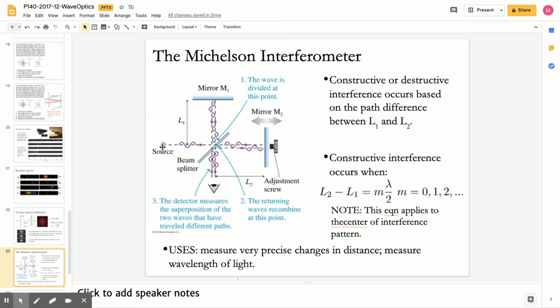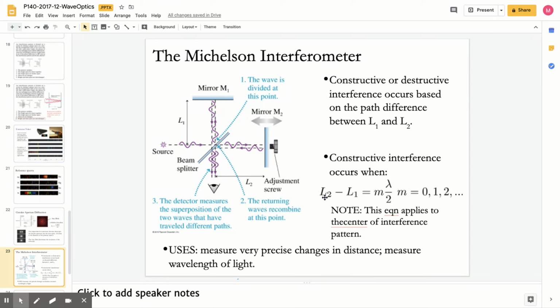For the first mirror, the path is going to be source, reflects off the beam splitter, goes to mirror 1, comes back through the beam splitter to the eye. The second path is going to go through the beam splitter, bounce off mirror 2, come back, reflect off the beam splitter, and go to the eye. What you're doing is determining the phase difference between the paths of these two beams. The constructive or destructive interference occurs based on the path difference between L1 and L2.